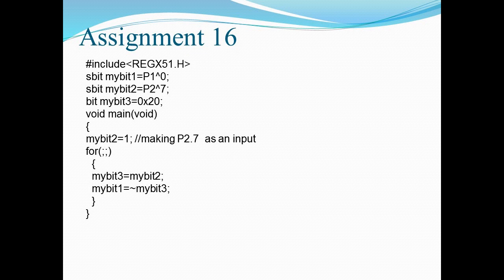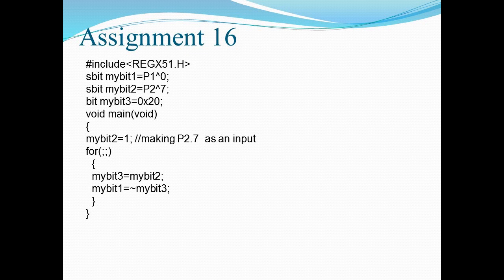So all these three are single bit variables. After that we have void main void, and after that we are using my bit 2 equal to 1. Now why are we passing a 1 to my bit 2? Because we want to make this port 2 line number 7 an input line. After that I have used a for loop as a forever loop. Similar to while 1, we can use a for loop as a forever loop. If you are not giving any initial condition and final condition, we can use this as a forever loop.